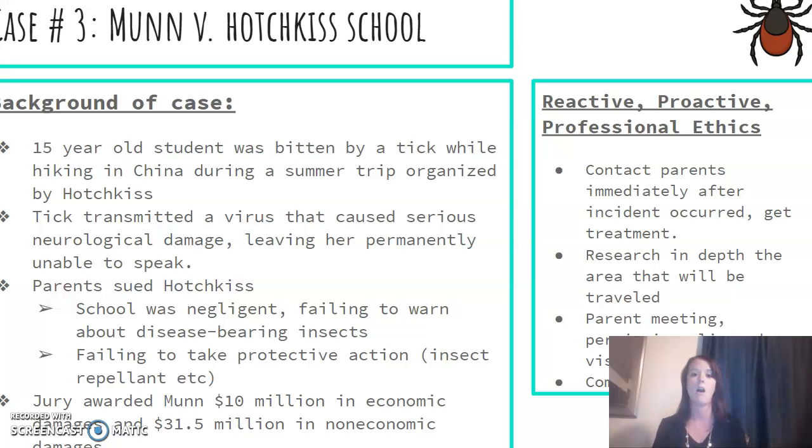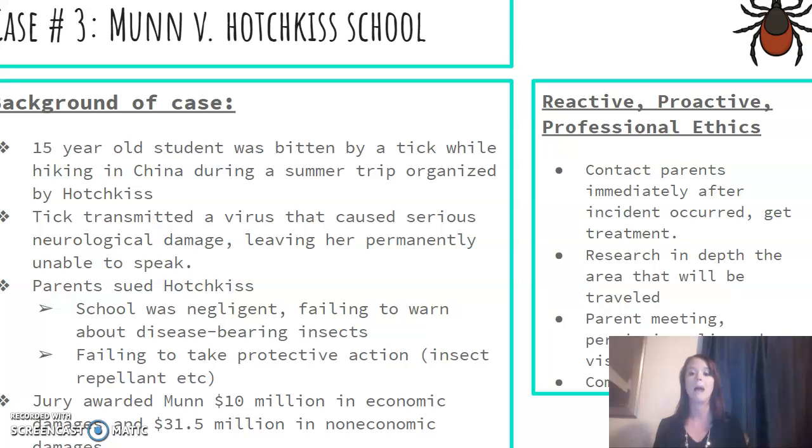So if I was caught in this situation, I think just an immediate reactive response would be to contact the parents immediately after the incident occurred. Try to get the student treatment because, again, right there in that moment, you're not sure exactly what's happening, but trying to get them the medical attention that they need.